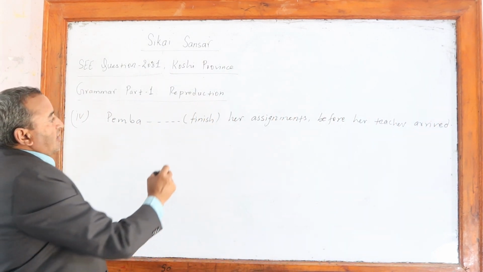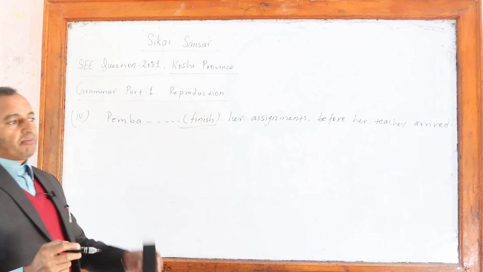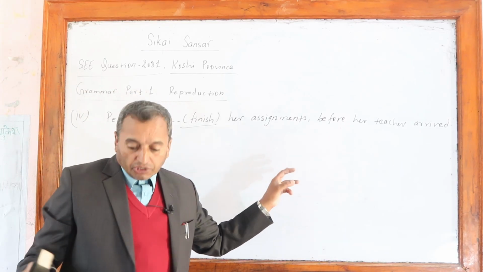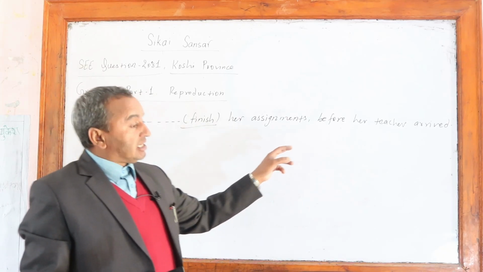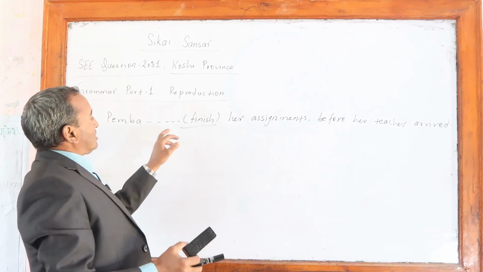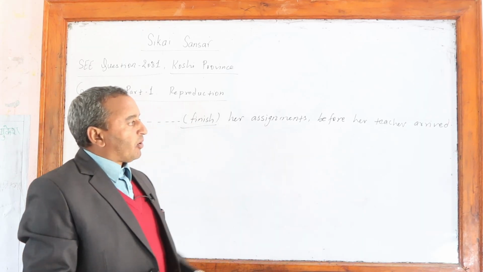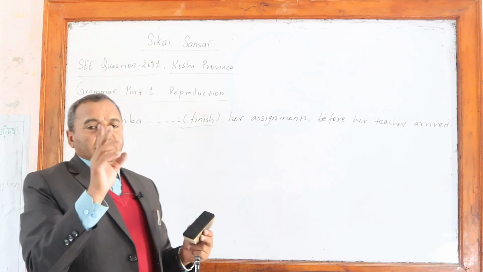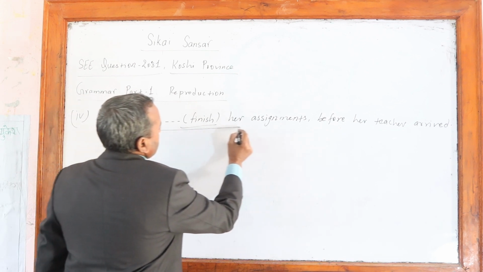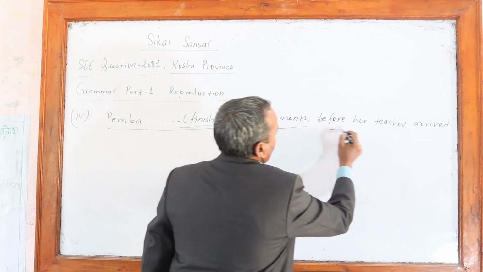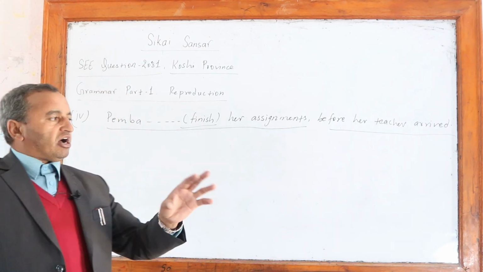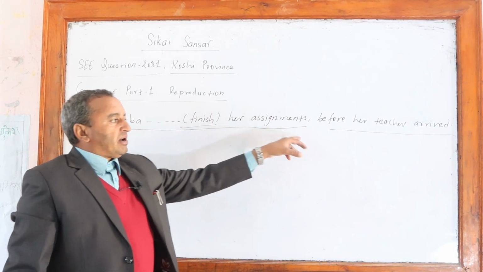Here finish is the given verb, and what we have to do is related to tense, how to use the proper tense in sentences. Two different parts are given here: Pemba finish her assignments, and before her teacher arrived. So what type of action is happening here, and what type of clauses are given here? Let's look here.